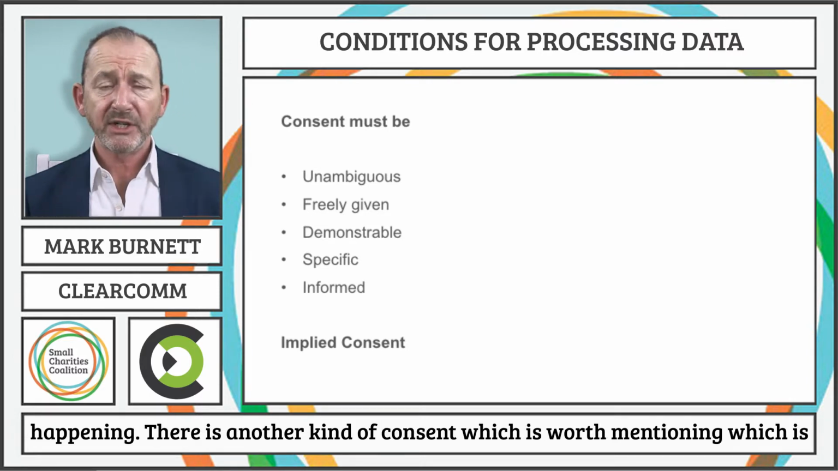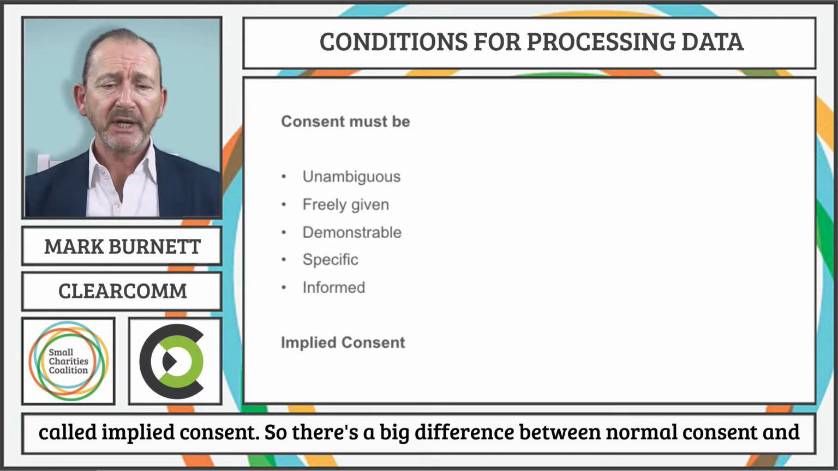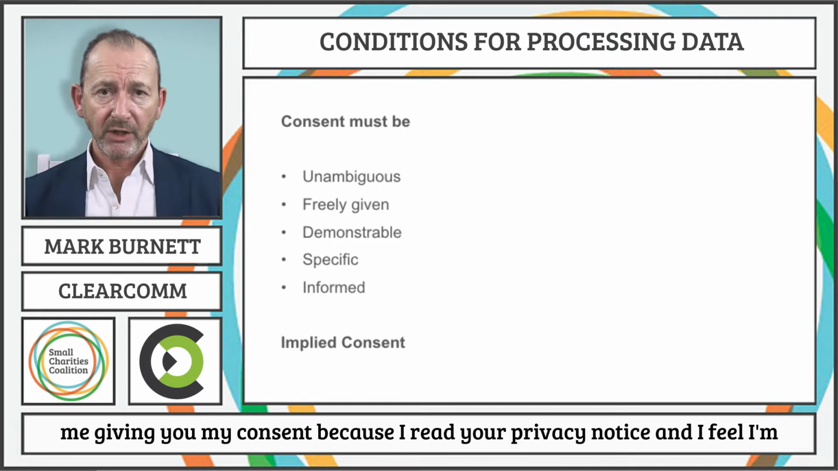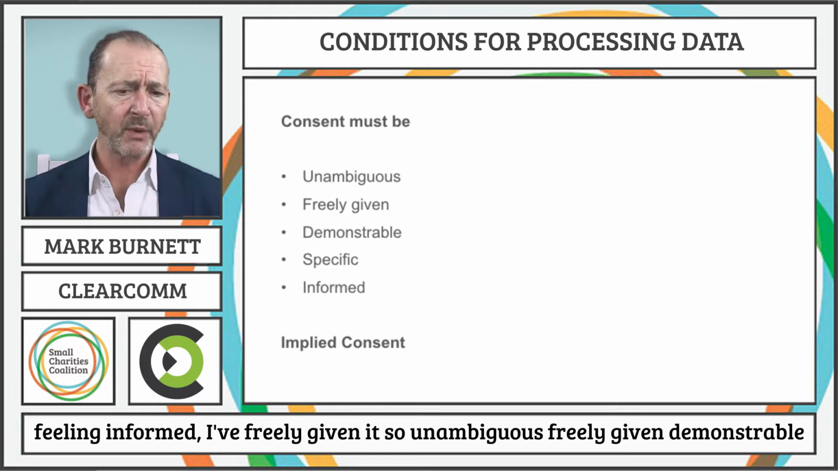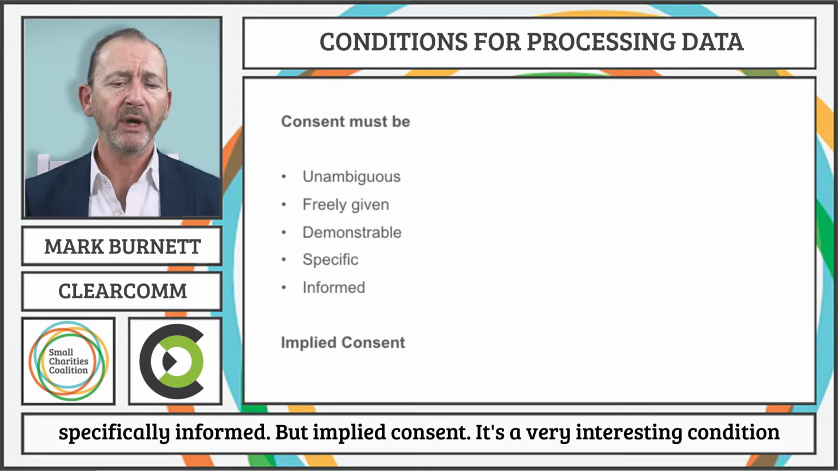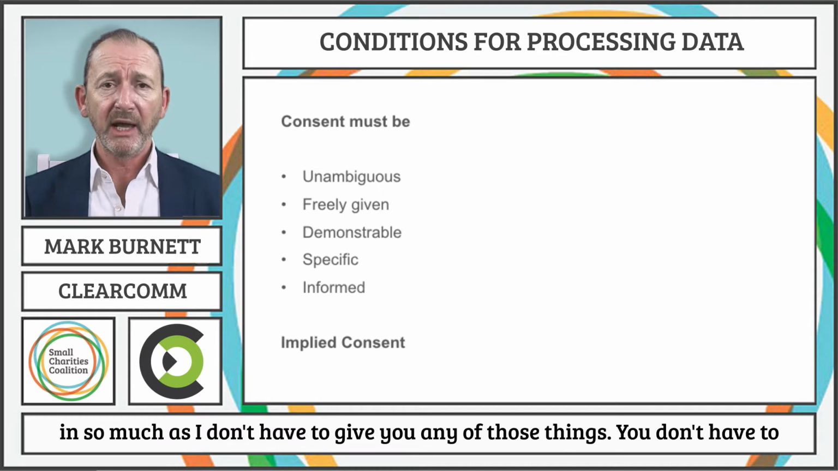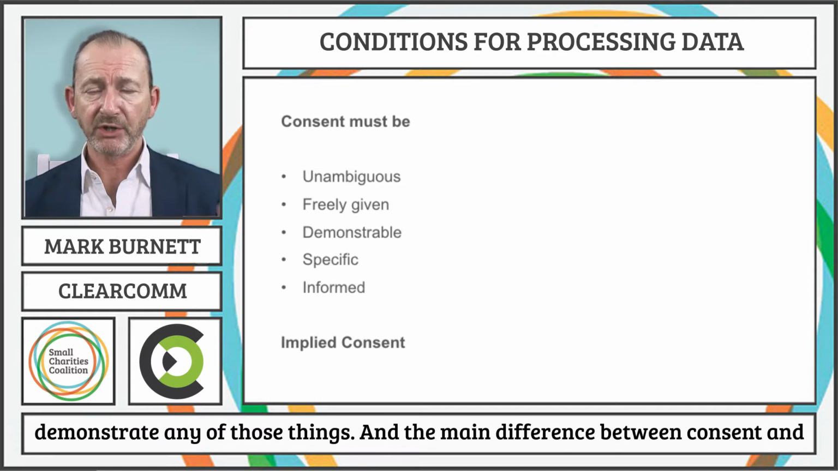There is another kind of consent which is worth mentioning, which is called implied consent. So there's a big difference between normal consent and implied consent. With normal consent, that would be you reaching out to me and me giving you my consent because I've read your privacy notice and I'm feeling informed, I've freely given it. So unambiguous, freely given, demonstrable, specific and informed. But implied consent is a very interesting condition in so much as I don't have to give you any of those things. You don't have to demonstrate any of those things.